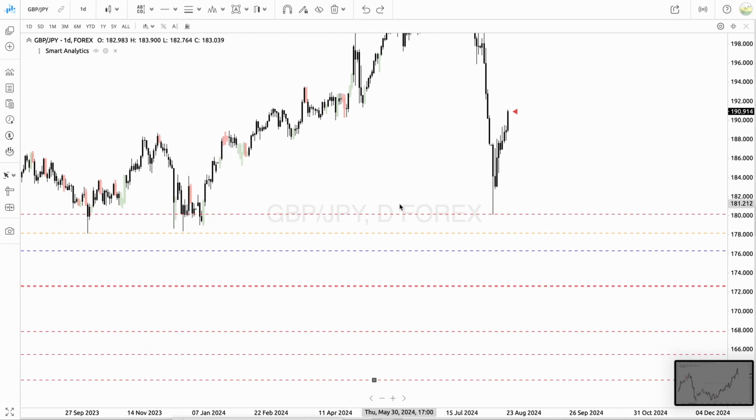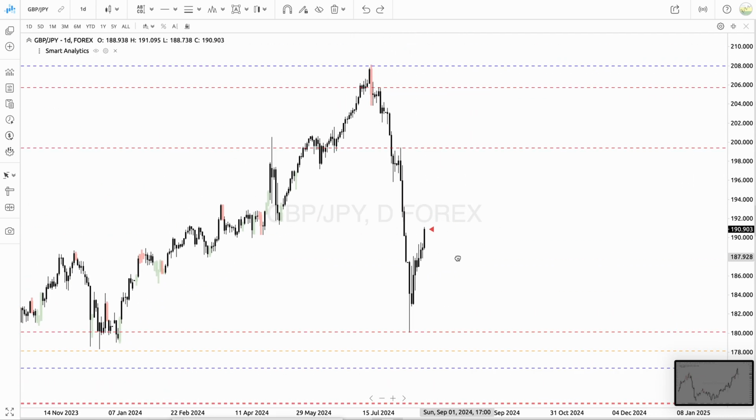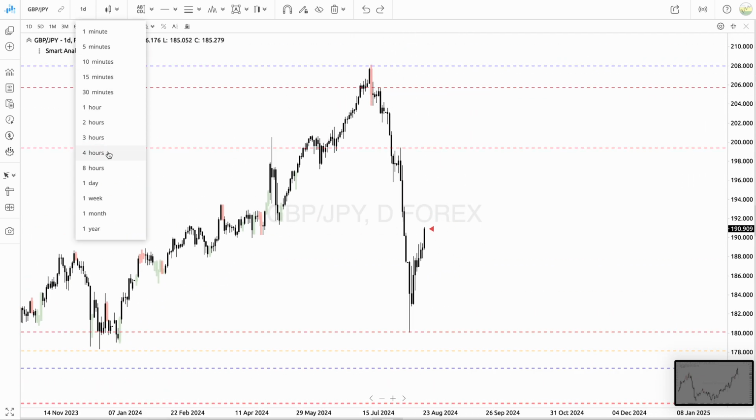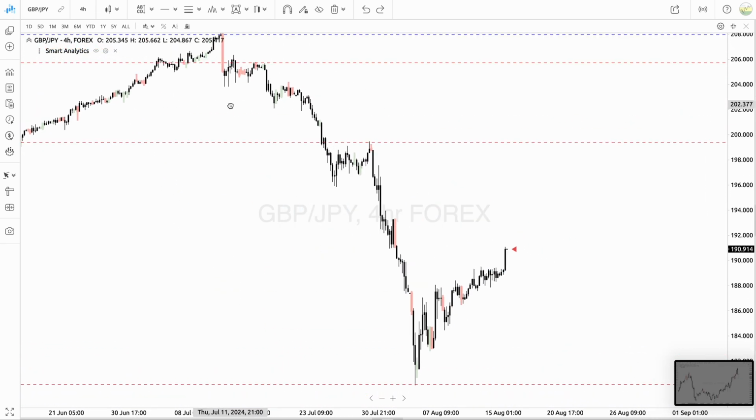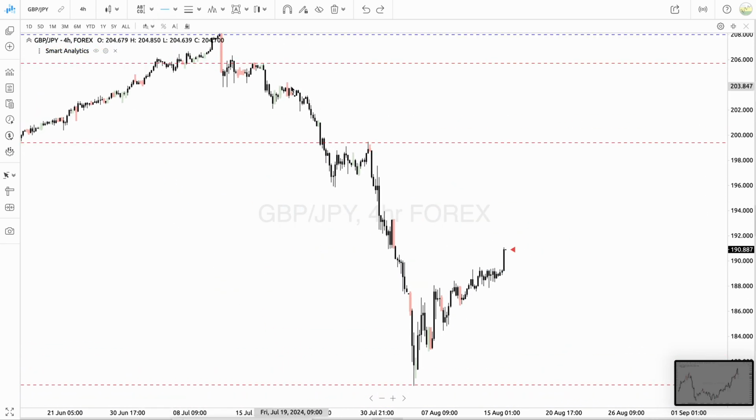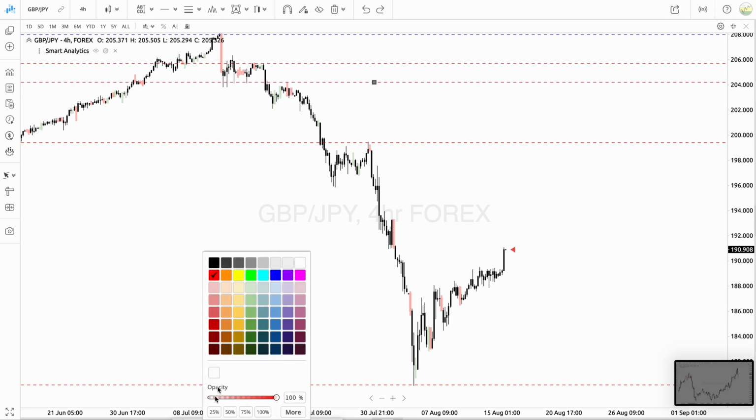Okay, so I've identified the levels on the daily. I'm gonna go down to the 4 hour. I'm gonna do the same thing that I did before, just identifying those key levels of support and resistance.